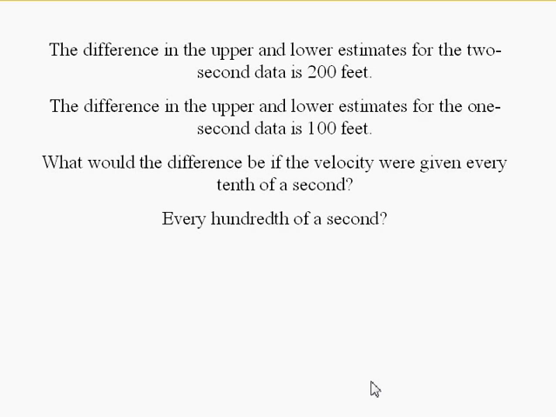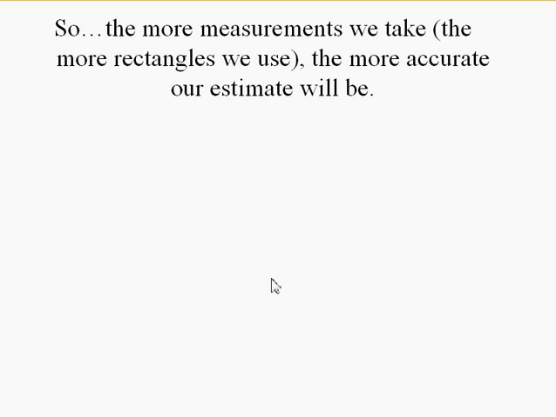What about every 100th of a second? Well, we'd be multiplying 1/100th by 100, and our two answers, our upper and lower estimate, will be 1 foot apart. So they'd be very accurate. Now, as you can imagine, if we had to do every 100th of a second, that would be a lot of data for 10 seconds. That would be 1,000 points that we'd have to calculate, and it would take a while. But one of the big keys, and what we'll be looking at the rest of this module, is the more measurements we take, or in other words, the more rectangles we use, the more accurate our estimates are going to be.